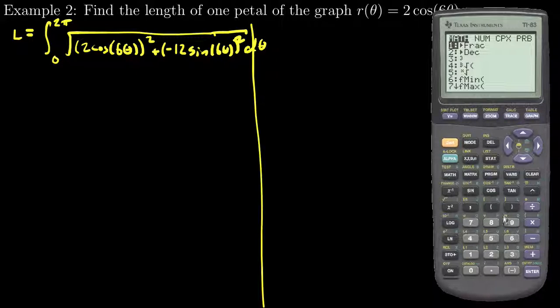So the integral of the square root of 2 cosine 6 theta, I still have theta on, okay, lovely, squared, plus negative 12 sine 6 theta squared d theta from 0 to 2 pi.